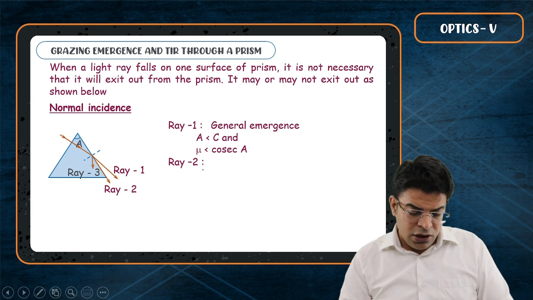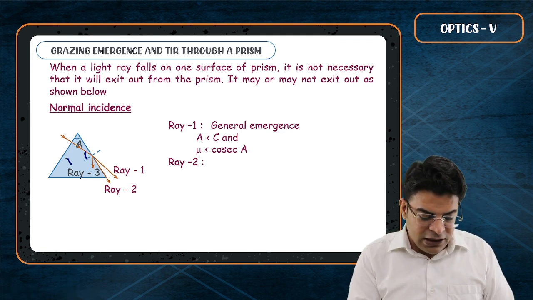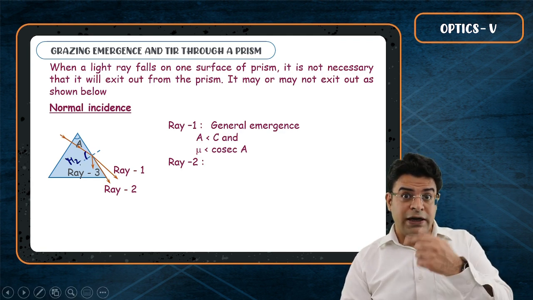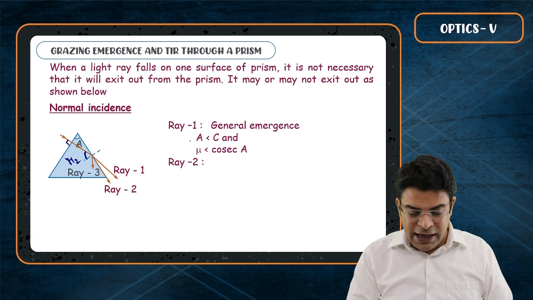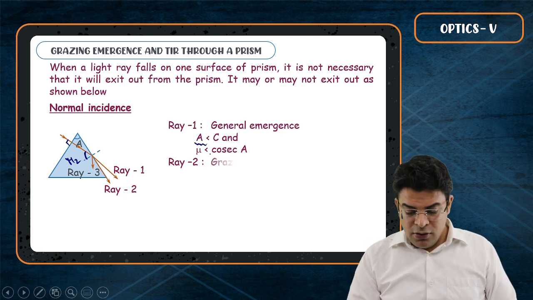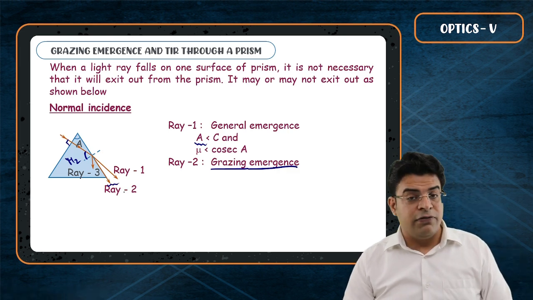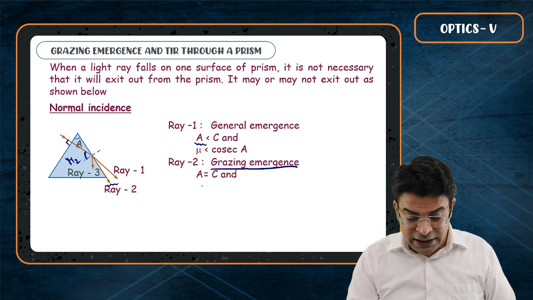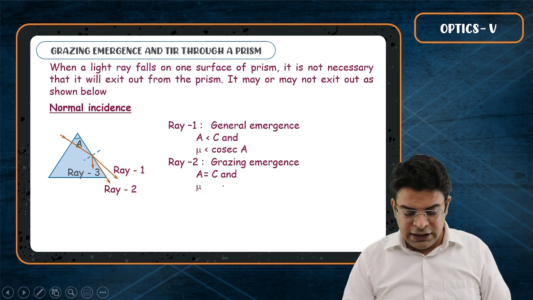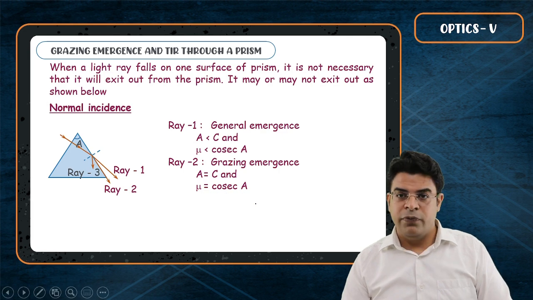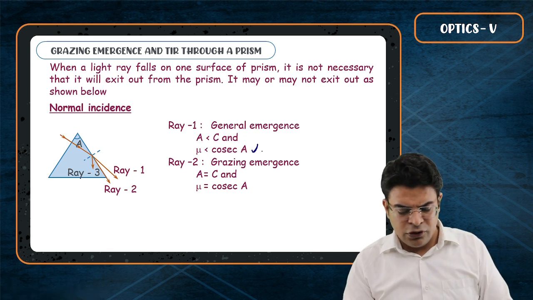Now let's think of case 2. If you want the ray to come out parallel to the second surface, this means that this angle of refraction R2 should be equal to the critical angle. And for this case of normal incidence, R2 is the same as the apex angle. So for grazing emergence, such that the ray coming out is parallel to the second surface, the apex angle has to be the same as the critical angle. And if the apex angle is equal to the critical angle, you can say that mu has to be equal to cosec A. I'm not doing this again, how we got mu equals cosec A. We got it the same way as we got this.